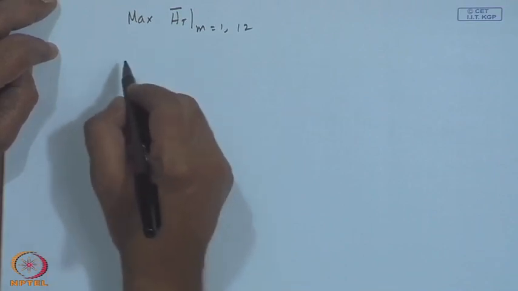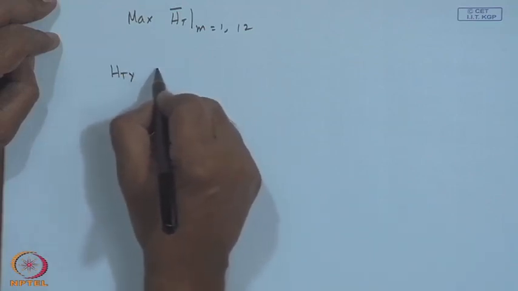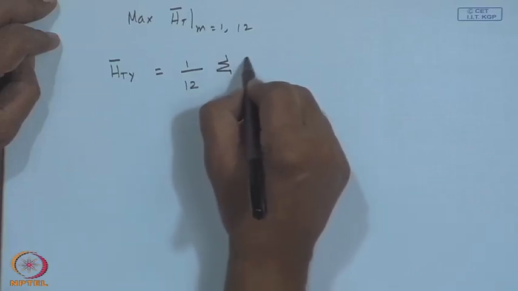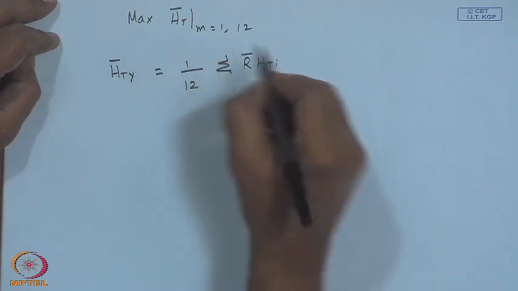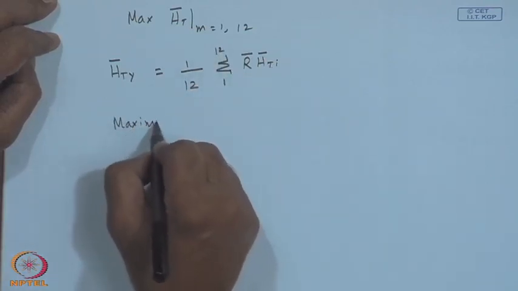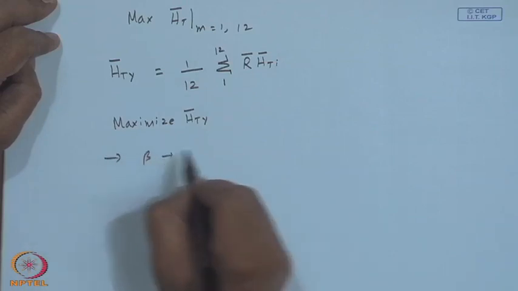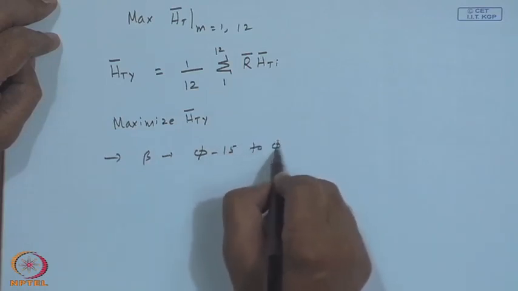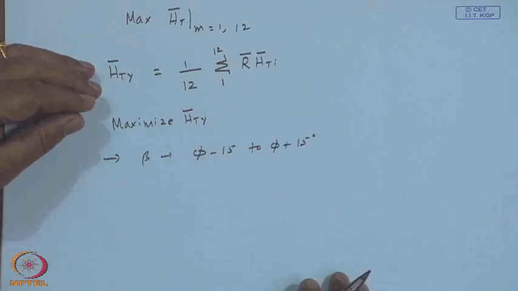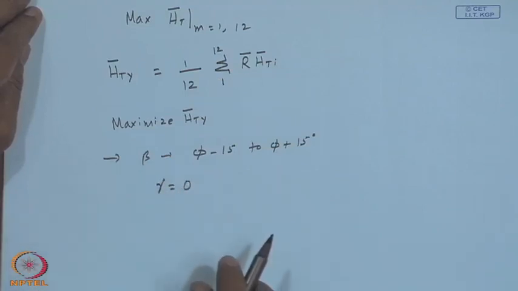Okay? So, technically we can find out HTY total or average, does not matter, 1 upon 12 sigma R bar for the month, HTI bar for the month and 1 to 12. Maximize HT bar Y. So, what you do is start with beta, something like phi minus 15 to phi plus 15, because we got a thumb rule, it is about 10 degrees. So, I go minus plus 15 degrees over the latitude and assume, of course, because my best orientation is gamma is 0, and we will try to compute.